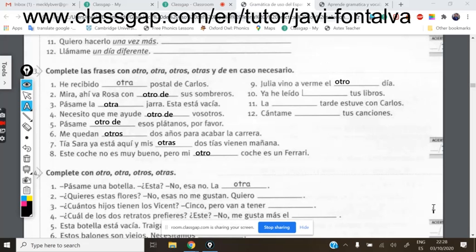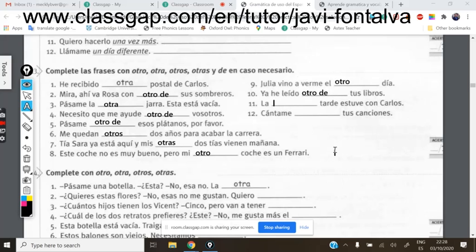He leído tus libros, so otros. Another one of your books. So otro de tus libros. I've already read another one of your books. So ya he leído otro de tus libros.